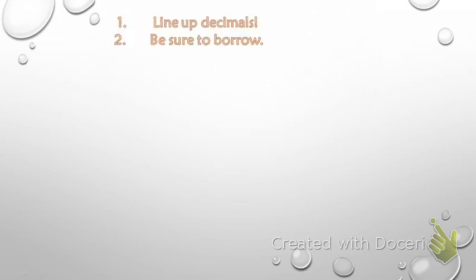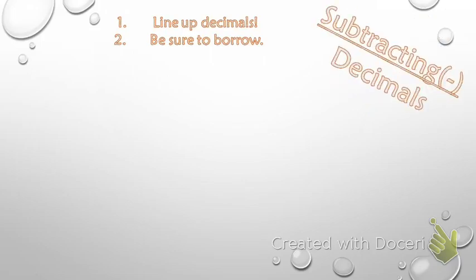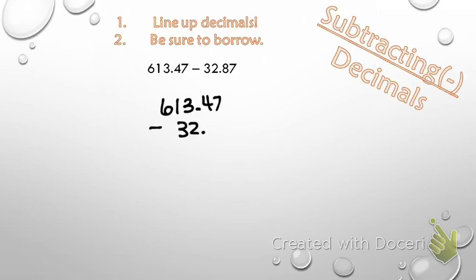Okay, our next one is subtracting decimals. Same thing here. Make sure you line up that decimal and be sure to borrow. First things first, you're going to rewrite it, lining up the decimal. So I have 613 and 47/100 minus 32.87. Luckily these both have 2 behind the decimal place, so you just line them straight up and then subtract.